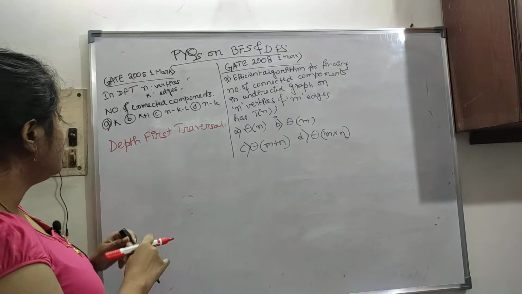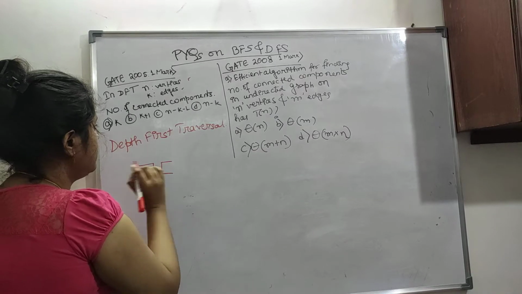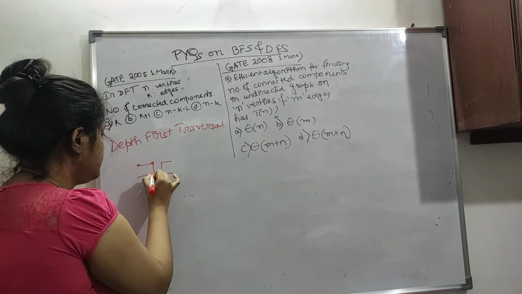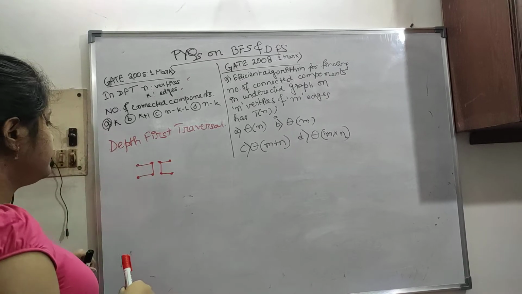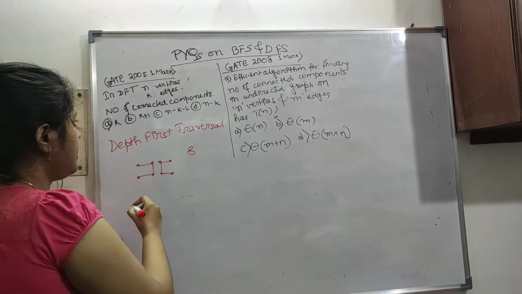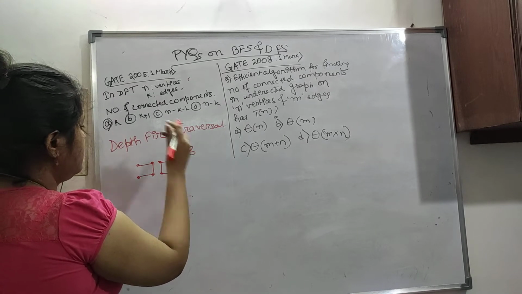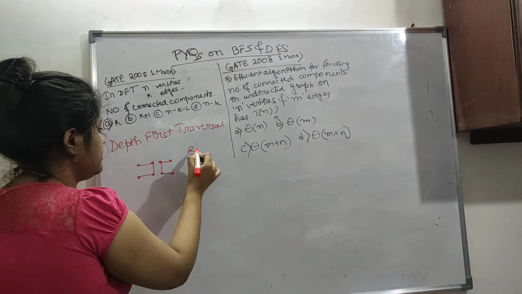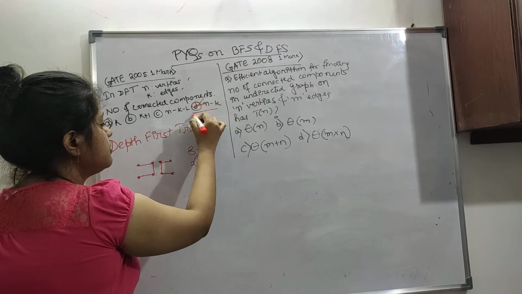Okay, so here the number of connected components is asked. Let's say these two are our connected components. These are the vertices: 1 2 3 4 5 6 7 8. So 8 vertices and components are only 2. Now k is edges: 1 2 3 4 5 6. So 6. 8 minus 6 is 2. So you can see this is our answer.